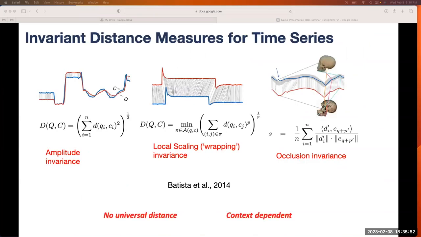So Batista et al. present different invariant distance measures for time series. And there is no universal distance that is perfectly invariant. So the choice of the distance depends on the context and the task to achieve. In our paper, we use the amplitude invariance.